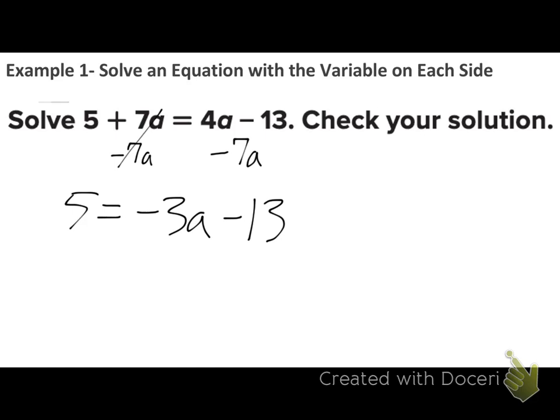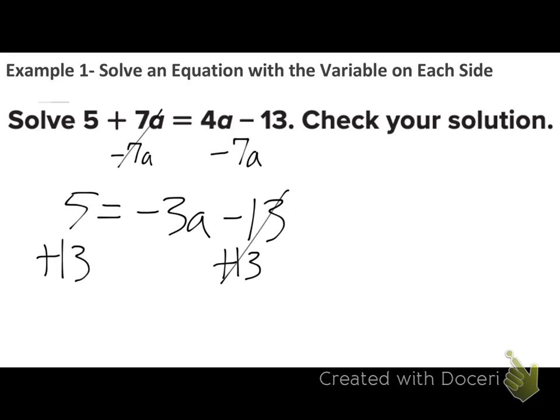So it's negative 3a minus 13. So how would I cancel it out on the right? Add 13. Whatever I do to one side, I've got to do to the other side of the equation as well. Are we okay with that?